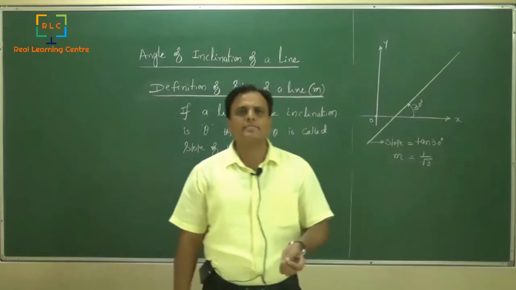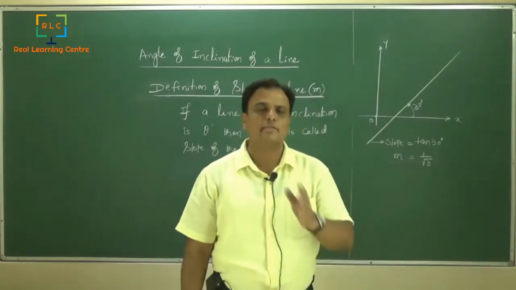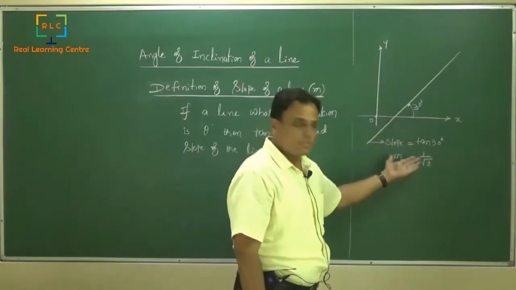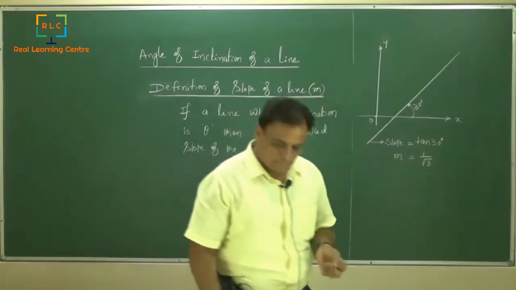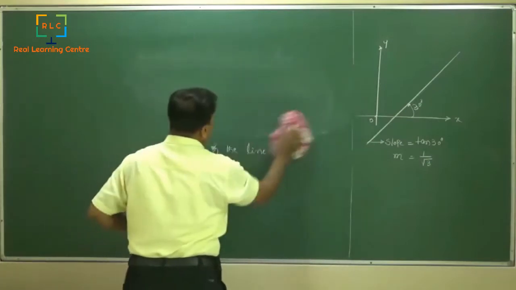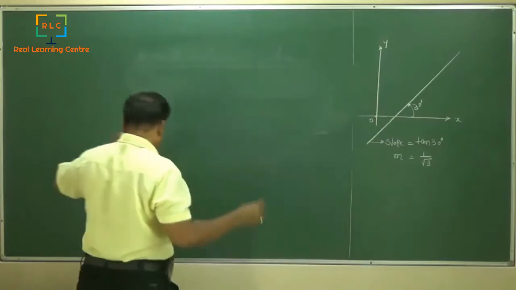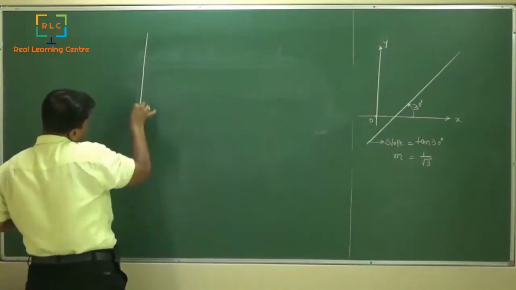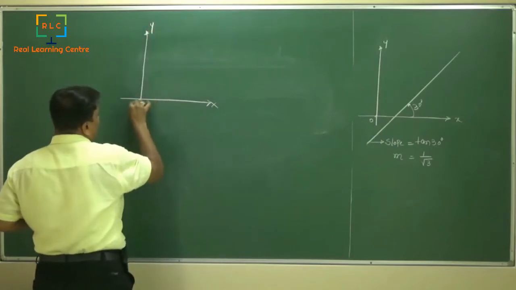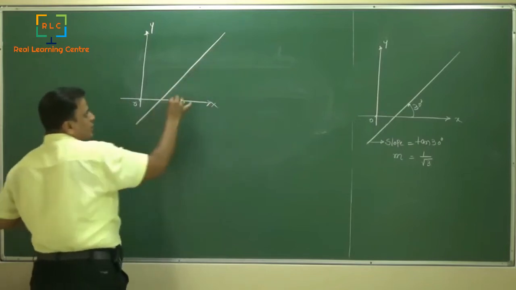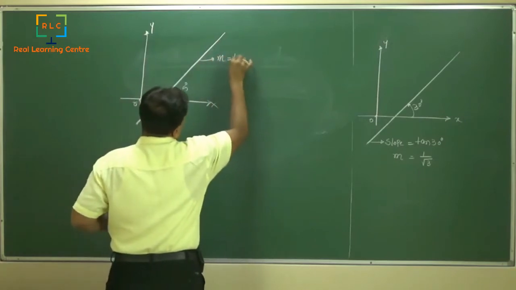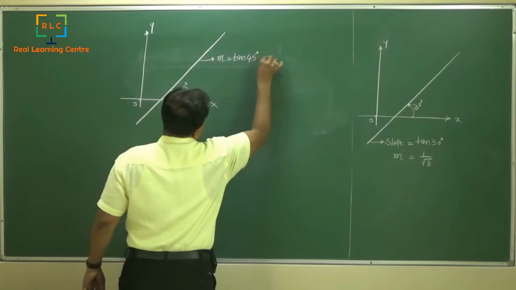If a line whose inclination is 30 degrees, then the slope is defined as the tangent of the inclination. Here the inclination is 30 degrees, therefore tan 30 is equal to 1 by root 3. Similarly, some more examples to find the slope of a straight line. If a line whose inclination is 45 degrees, then the slope is tan 45, which is equal to 1.